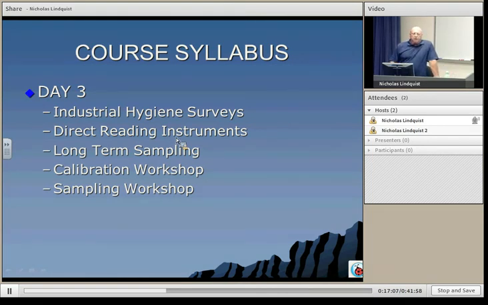So it should be September 28th, it looks like. So if you do want to come and have the opportunity to learn how to use instruments that we use in the industrial hygiene field, I encourage you to try to come if you have the opportunity to do so. On day 4, we're going to talk about control measures that are used in industrial hygiene to prevent people from becoming exposed. Those control measures can include ventilation systems, respirators, personal protective equipment, and so on.